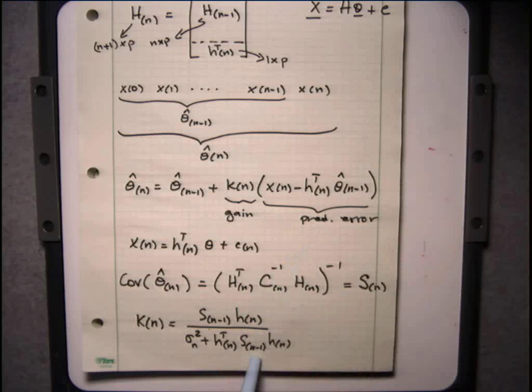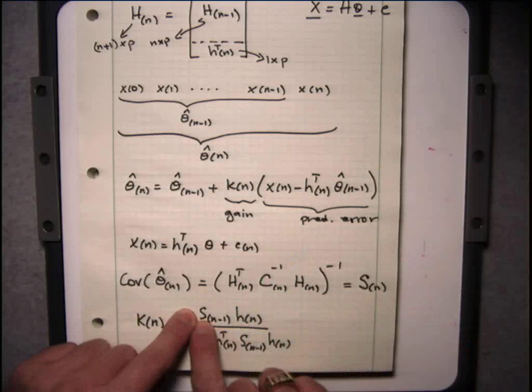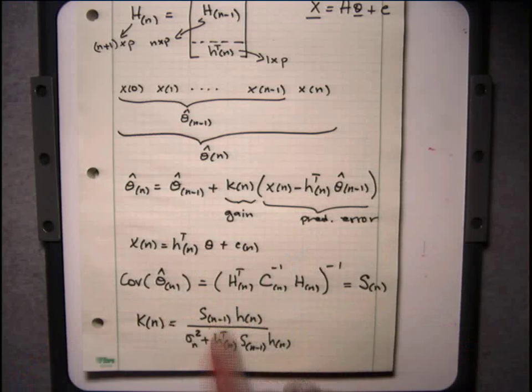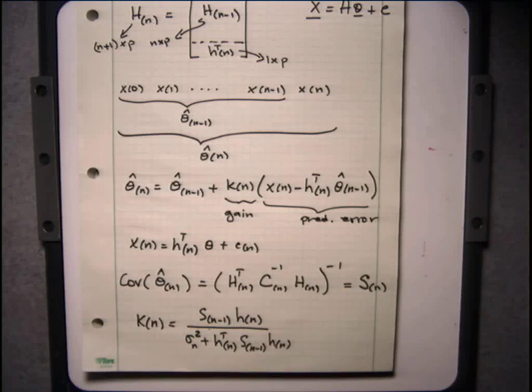In the numerator, you have something related to the covariance of the last estimate, and in the denominator, you have the same thing plus the variance of the new estimate. So the size of this gets bigger or smaller depending on the balance between the information you got from all the other data points and the information you're getting from this new data point. That's more or less the intuition behind this.